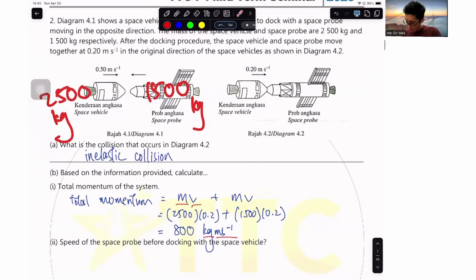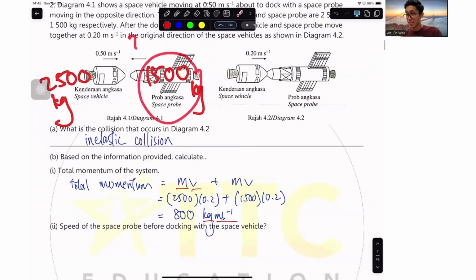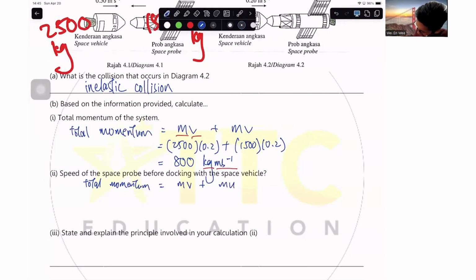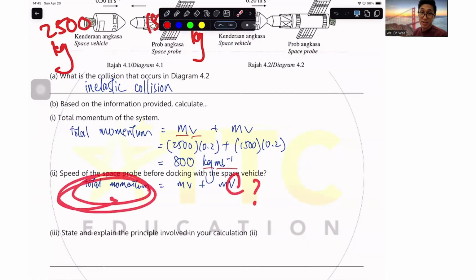So the speed of this guy before docking is this, the thing that I was missing just now, correct or not? Just now, I didn't have this thing, right? If I write back down the same thing, just now, I didn't have this. Sorry, not MU, MV. Okay, I didn't have this. But what's the difference now? Now I have this already.